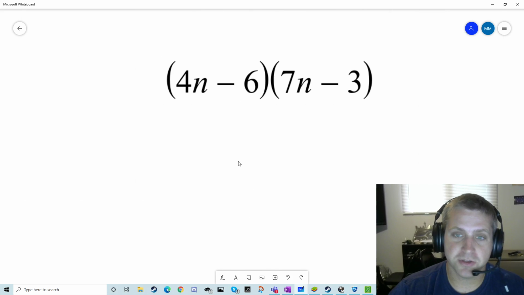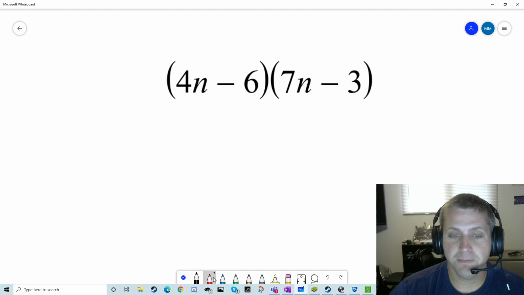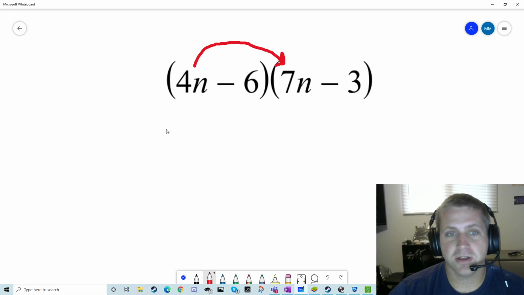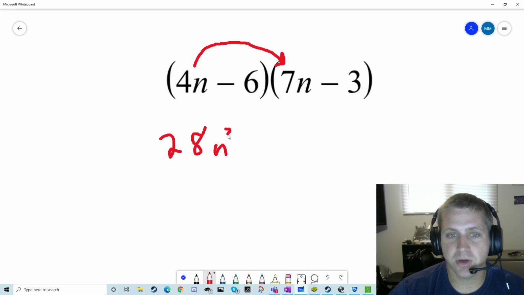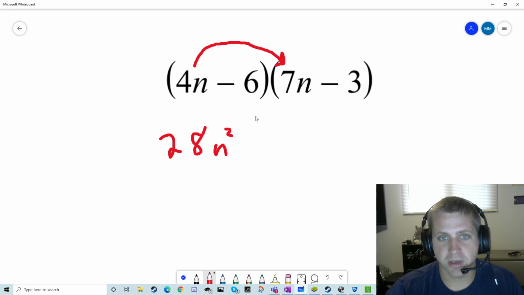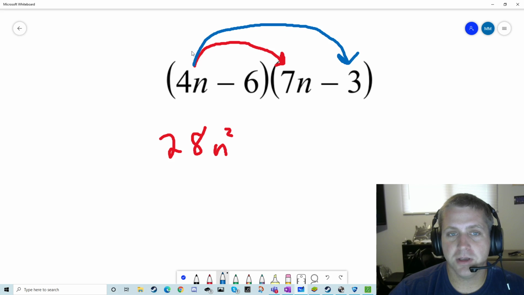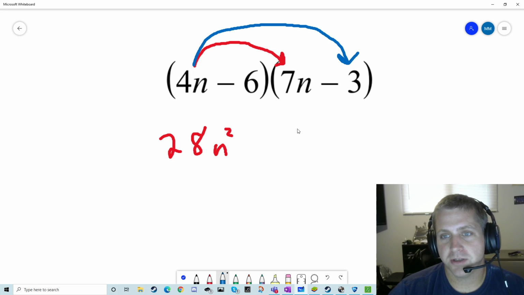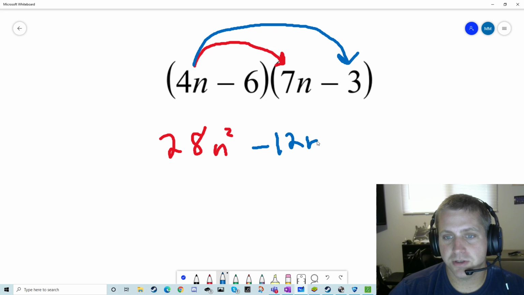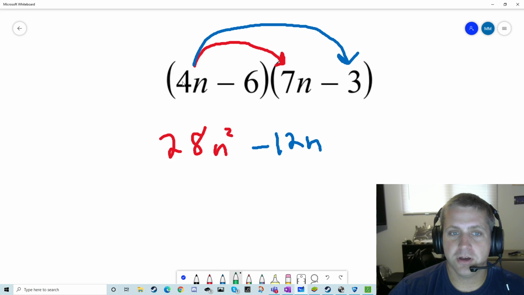Instead of one thing in front, it's 2 things in front. So what I'm going to actually do here is take the 4n times 7n. Well, 4 times 7 is 28. And they have 2 n's, so that's an n squared. Or you could type it as an nn if you're in my forums. We've got 4n times negative 3, so the 4 goes to both. Positive times a negative is a negative. 4 times 3 is 12, and there's still an n hanging out. So that part's done. So the 4 is all good to go. He's all finished.